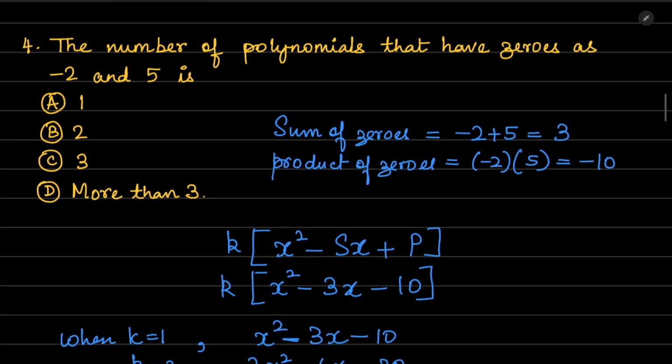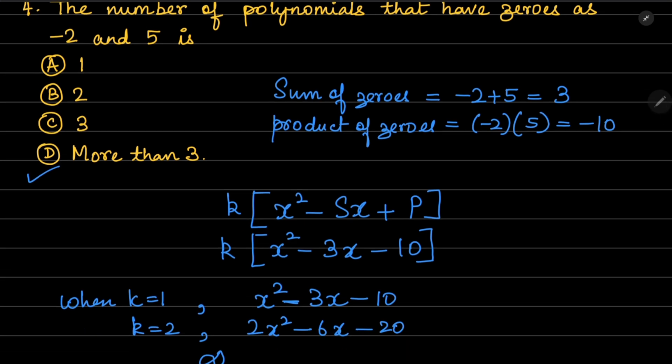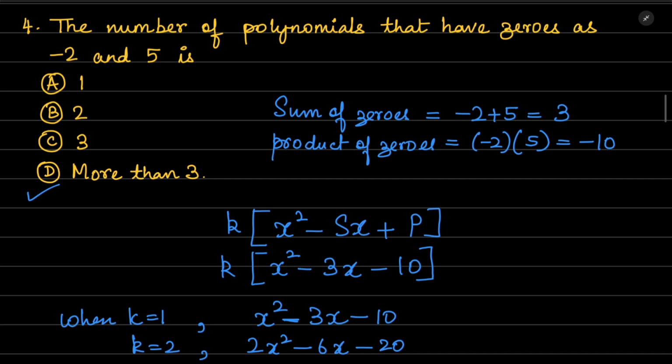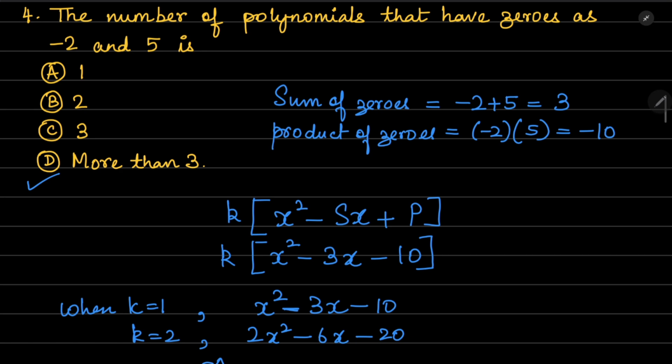So the answer for this question is more than 3. You cannot restrict it, because there can be an infinite number of polynomials that have zeros for any two numbers, not necessarily the given numbers -2 and 5. For any set of zeros, it will never be just one polynomial that has the given numbers as zeros. You can have an infinite number of polynomials with a specific set of zeros, denoted by alpha and beta. So please remember it. Even if there was an option called infinity, you have to mark it as infinity. So that's your answer for the fourth question.